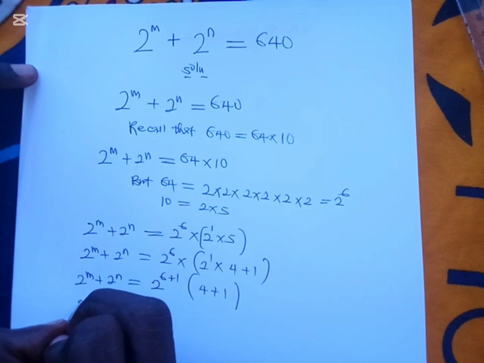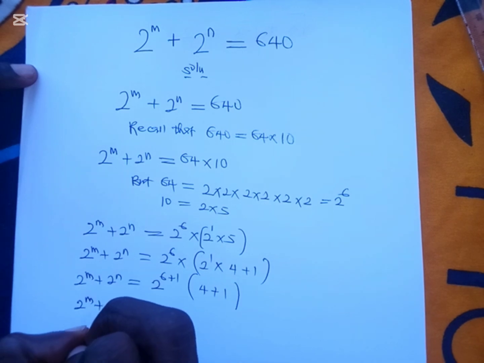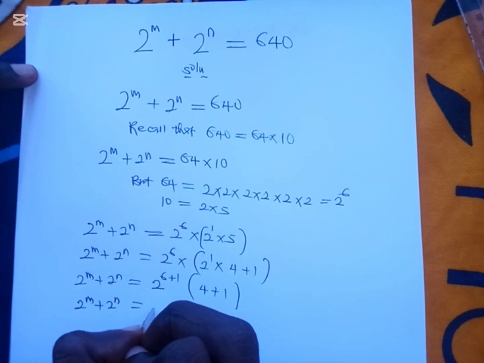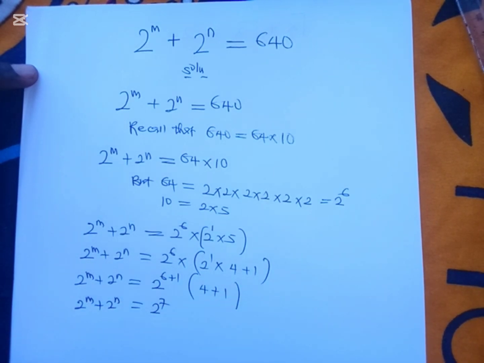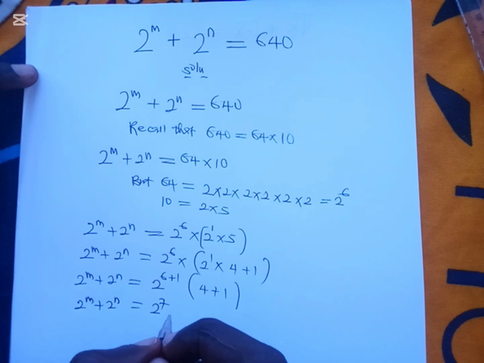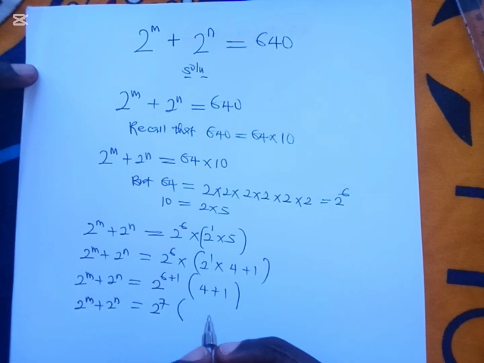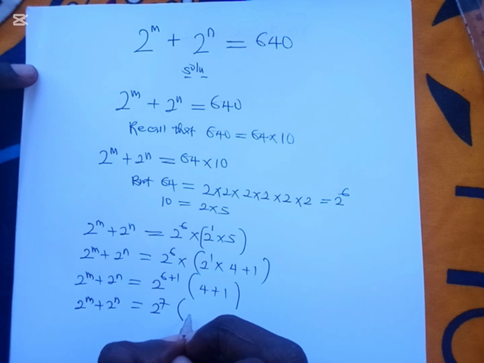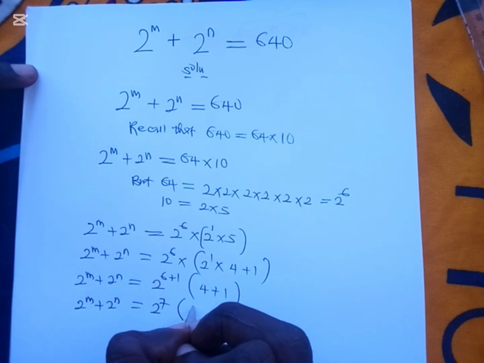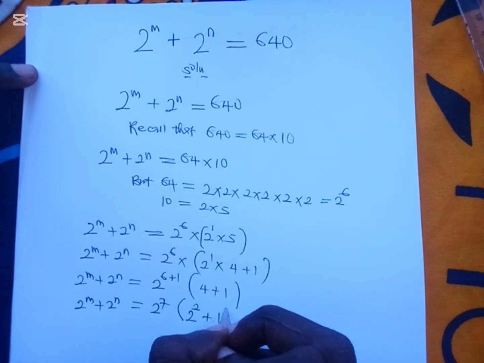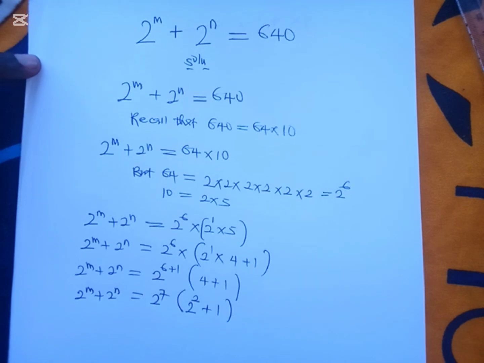Okay, then we have, this is 2 raised to the power m plus 2 raised to the power n becomes, this is 2 raised to the power 7 into, now we know this 4 can also be expressed as 2 raised to the power 2 plus 1.